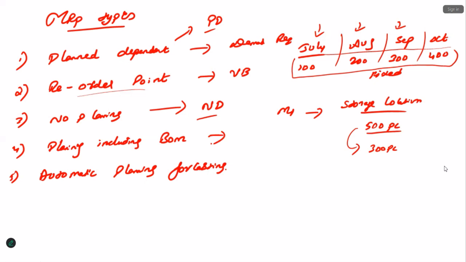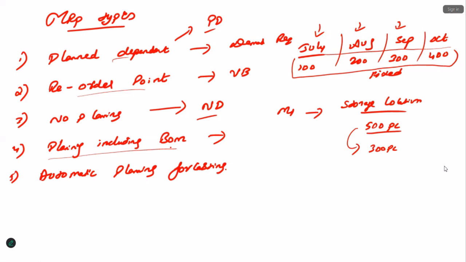Then we have the planning including BOM. Assume that there is a bill of material, a finished material, under that you have components. When you run a regular MRP of reorder based planning or plan independent, the MRP runs only for the finished product. MRP will not run for the components. So if you need to run the MRP for the finished product as well as the components, then you need to use this planning including BOM. So when you run the MRP, the planning happens for both the finished product and the components under it.